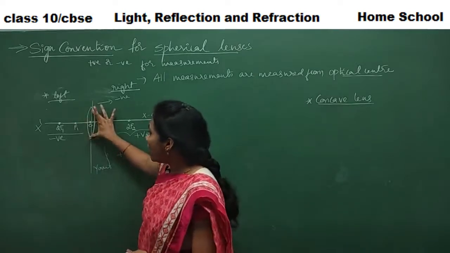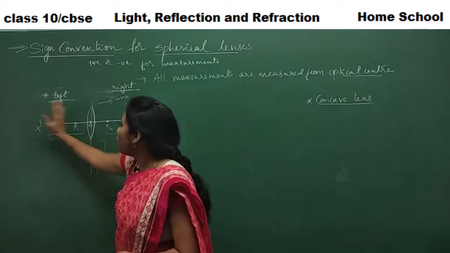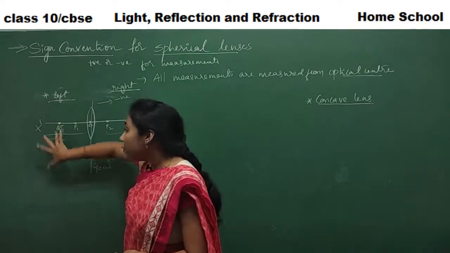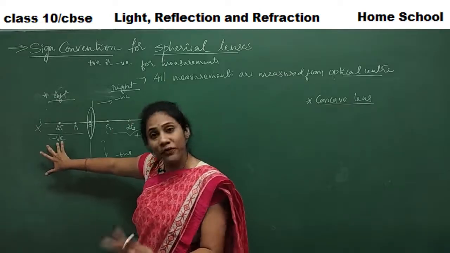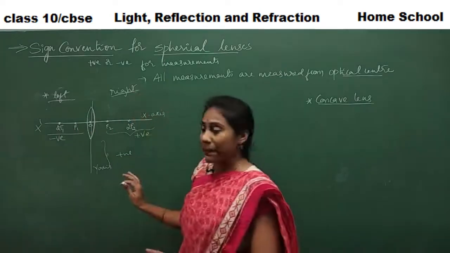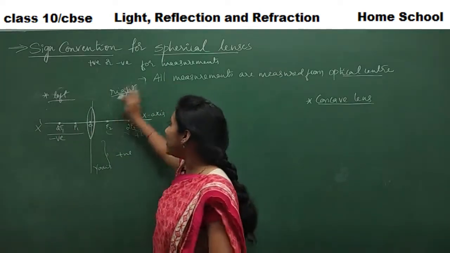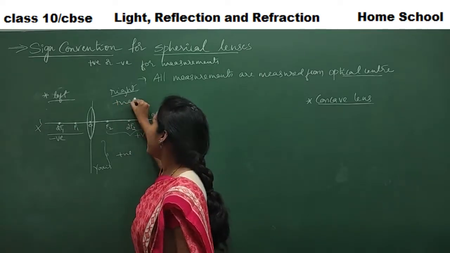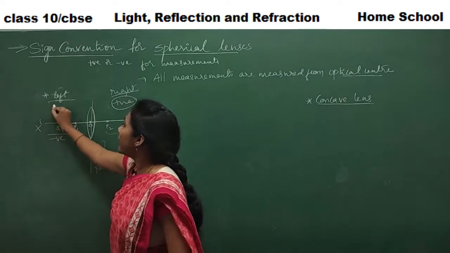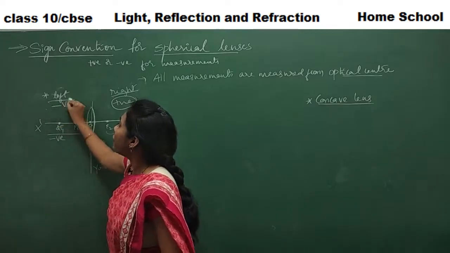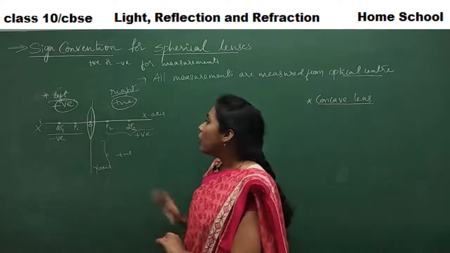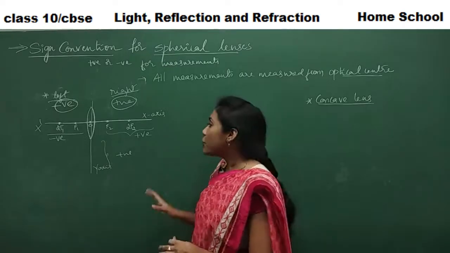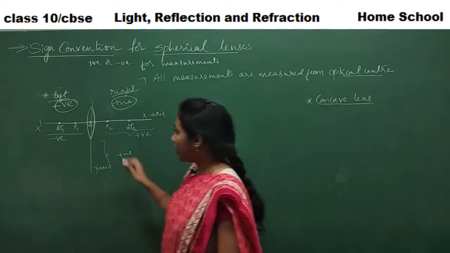This is your lens, right? Left side of a lens. So whatever measurements you do this side, left side, you have to consider them with a negative sign. And whatever measurements that you do in the right side have to be positive. They are positive values, and this side you will have negative values. Okay. Or you can remember in another way, right? So what is that another way?